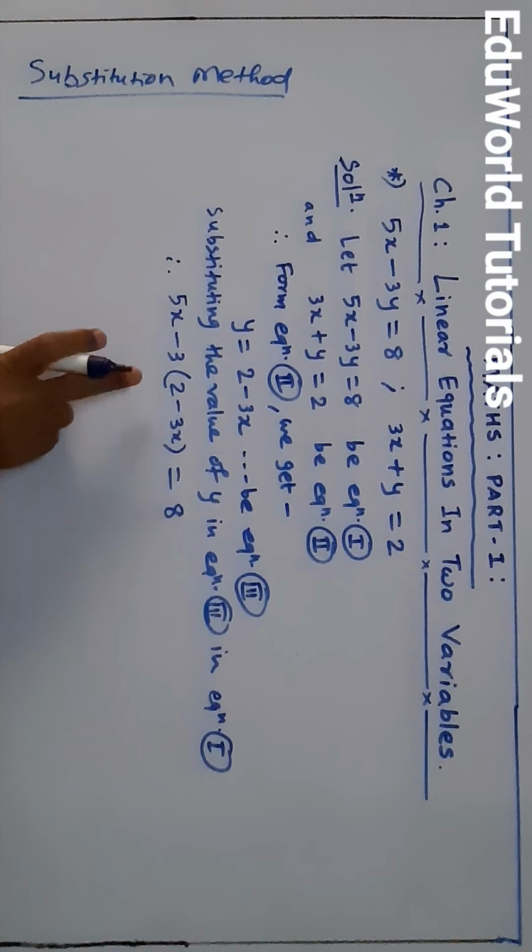Now simply the variable y is gone, only one variable is left, x. This is also a method of elimination. Here the variable y is eliminated, so only one variable is left.